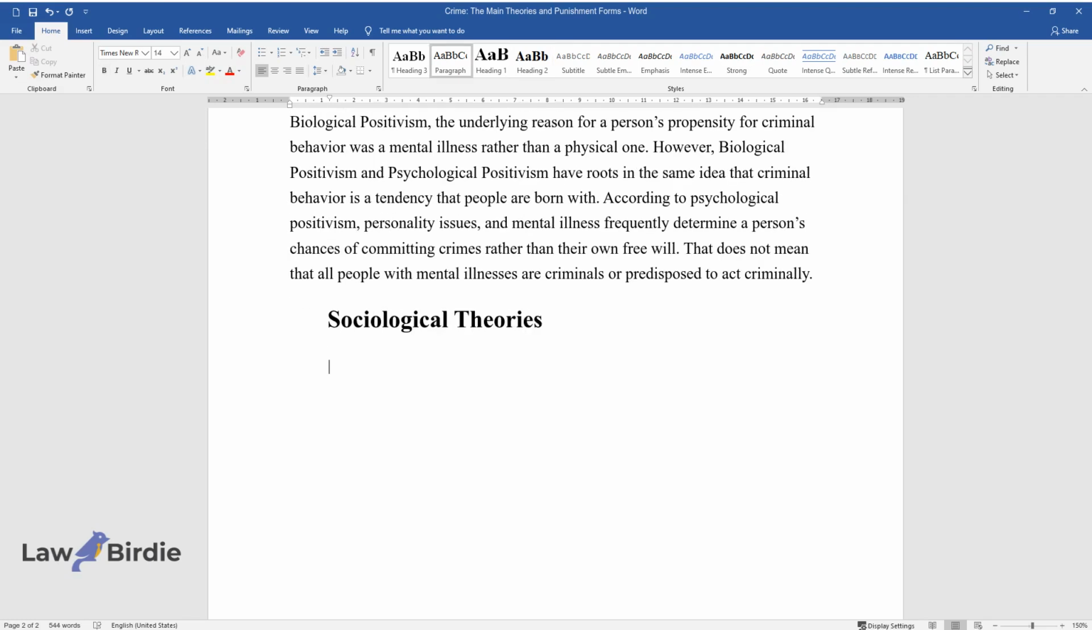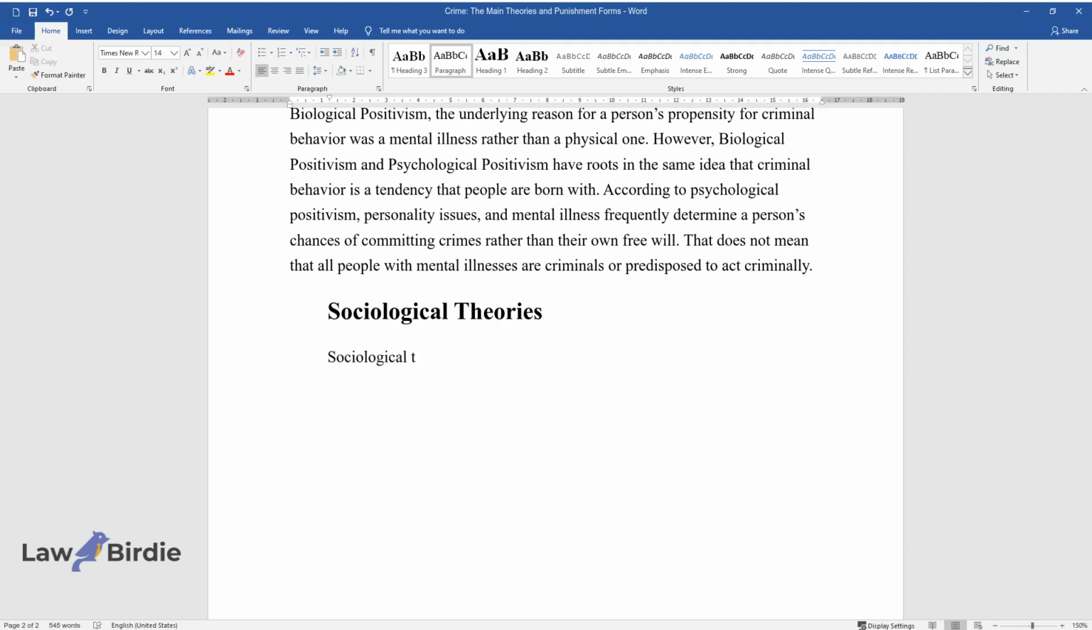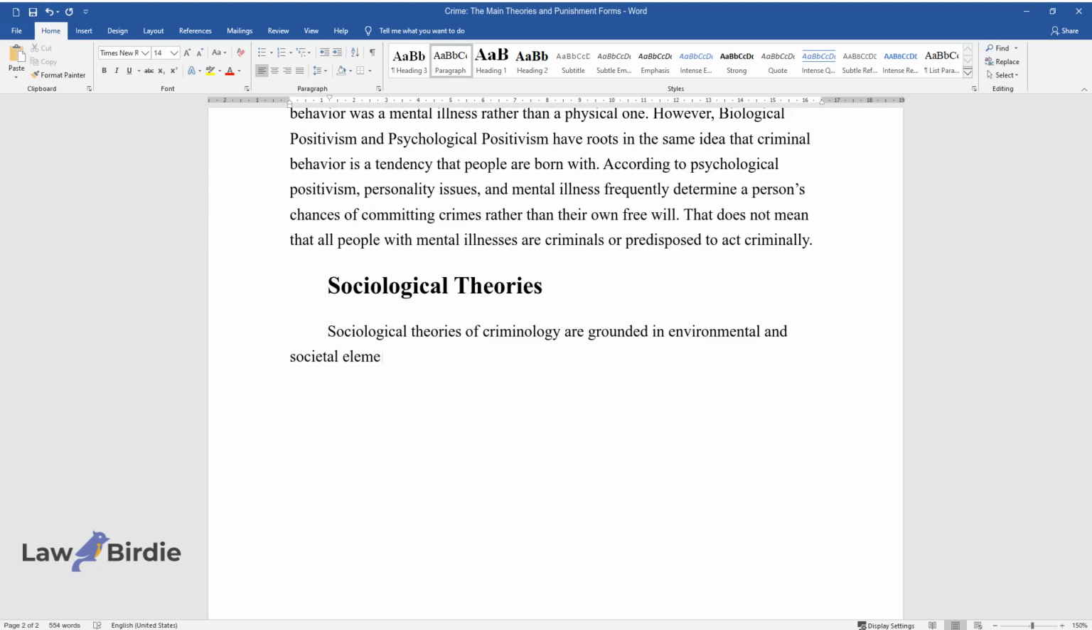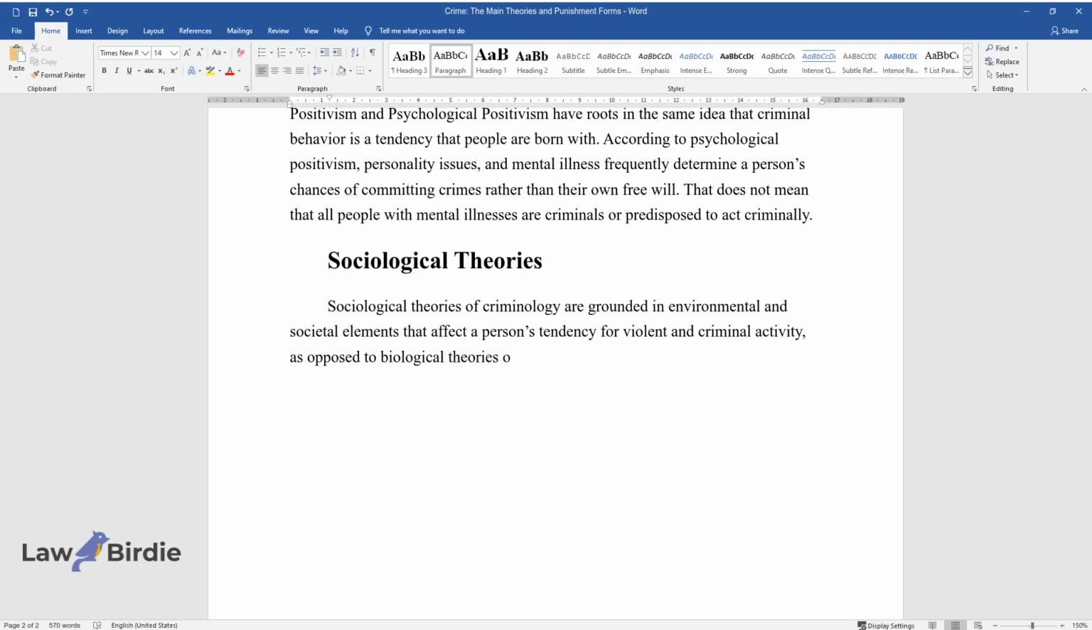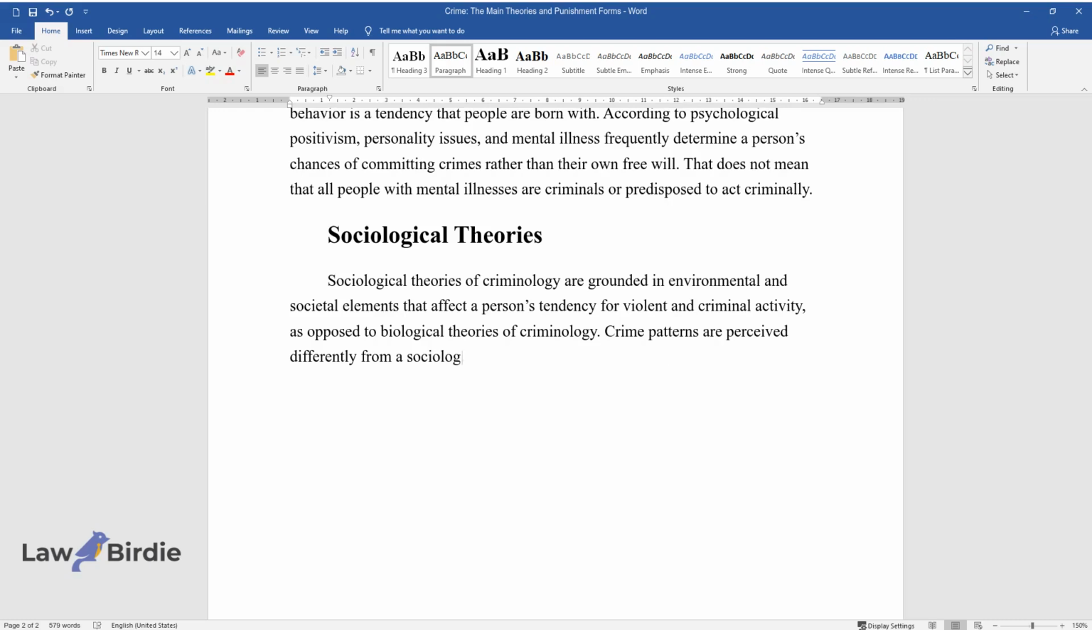Sociological theories. Sociological theories of criminology are grounded in environmental and societal elements that affect a person's tendency for violent and criminal activity, as opposed to biological theories of criminology. Crime patterns are perceived differently from a sociological standpoint than they are from a biological perspective.